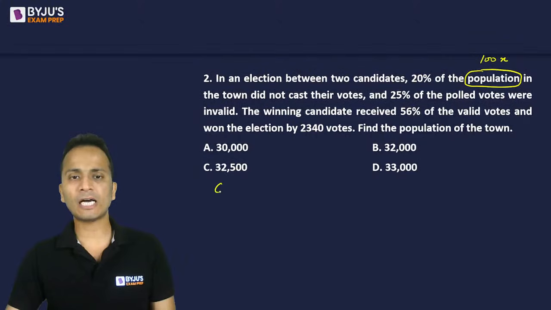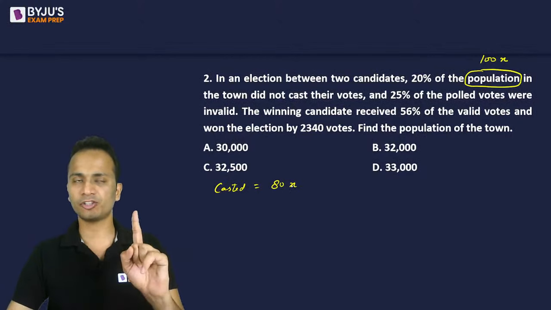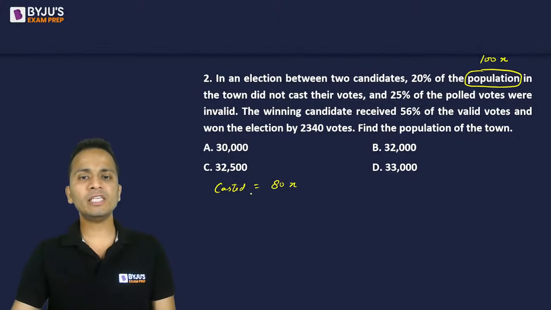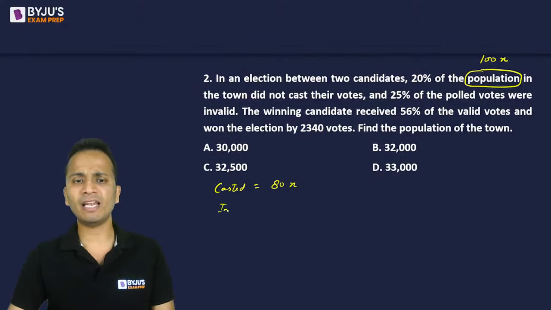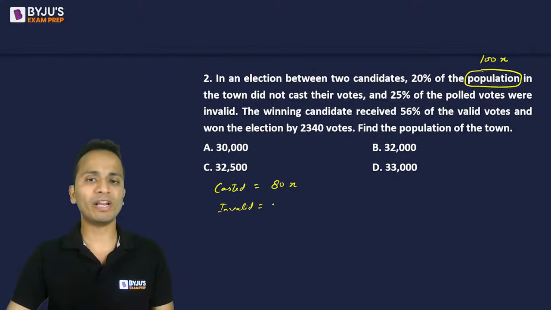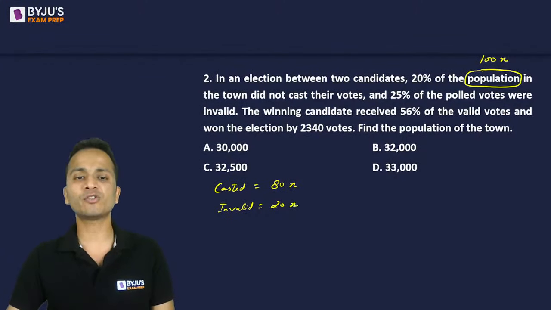So votes cast will be 80% of 100x, that is 80x, the first thing, right? Now, out of these cast votes, 25% were invalid. So 25% of 80x was invalid, that means 1/4 of this number. So 20x votes were invalid. So how many valid votes will there be? Valid votes will be 80x minus 20x, that is 60x.